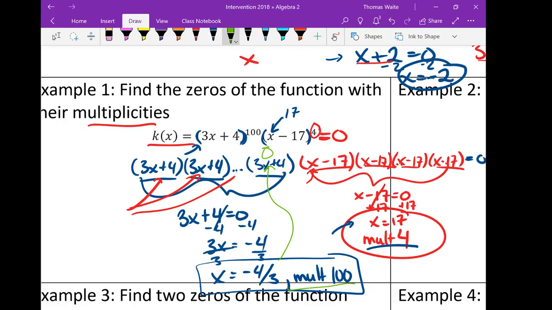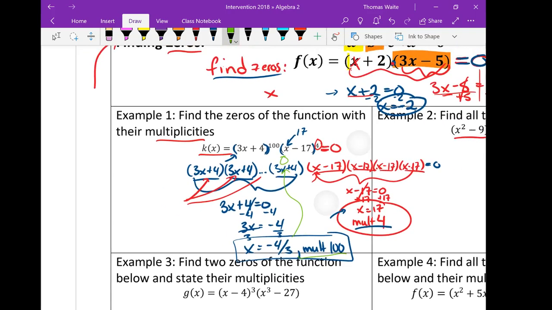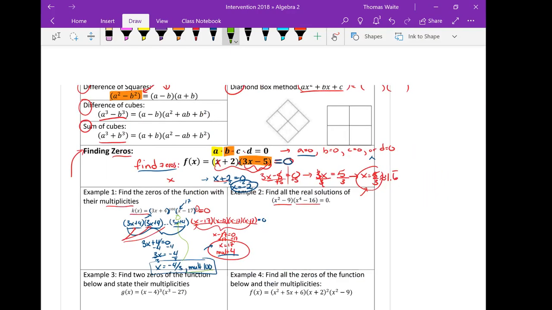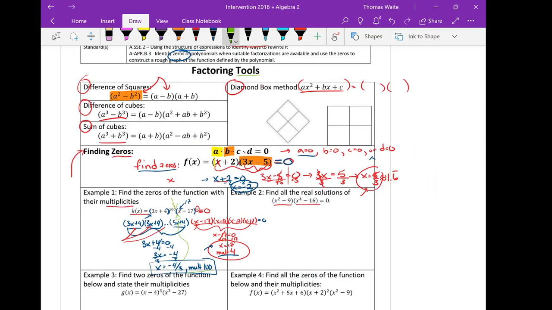So that's an overview of kind of what we're doing here. Here we didn't actually have to use any of our factoring tools. We just had to understand that raising something to the 100th power means it's being multiplied 100 times, or to the 4th power just being multiplied 4 times.